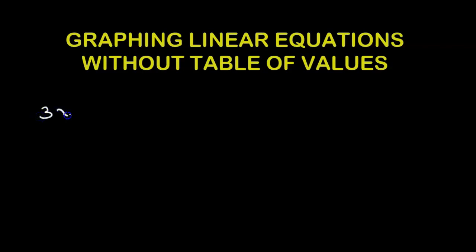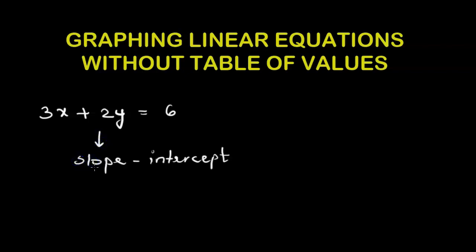Let's say we have an equation 3x plus 2y is equal to 6 and we have to graph it. The first step is always to change this into slope-intercept form. You are expected to know this from your previous grade. What is the slope-intercept form of a linear equation? The general equation is y equal to mx plus b. So we're going to change this linear equation into y equal to mx plus b form. For that we have to isolate y. We move everything to the other side and leave only y on one side.